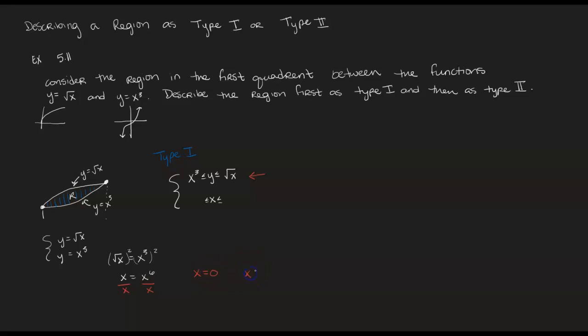The other case would be, all right, what if x isn't equal to 0? Well, if it's not, then I am allowed to divide by x. That equation would become 1 equals x to the 5th. We could take the 5th root of both sides and we would find x equals 1.